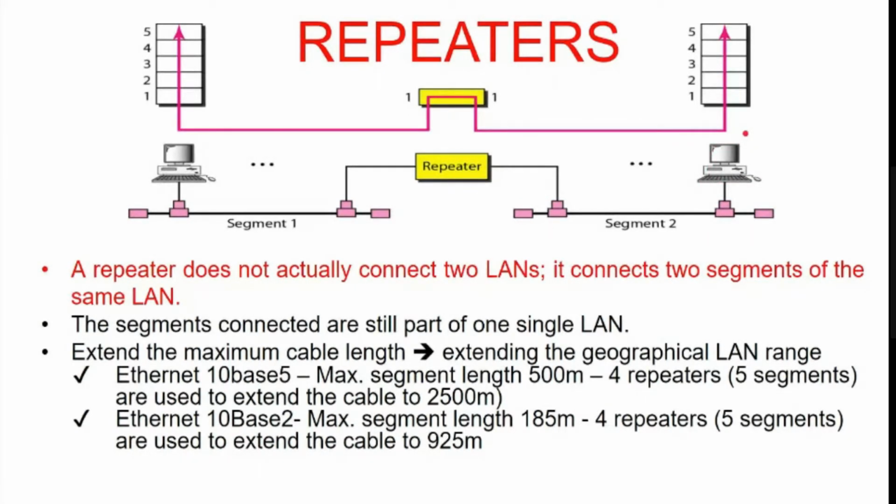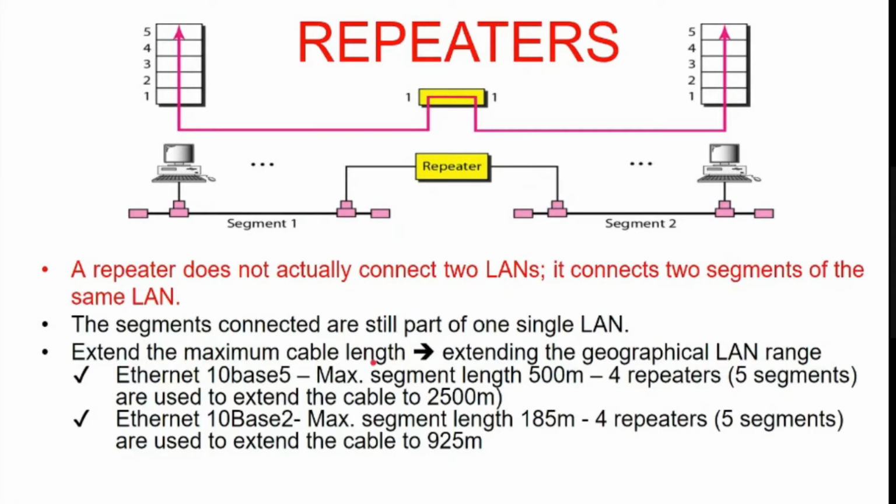And one more thing, a repeater is not actually connected to LANs. It connects two segments of the same LAN. That means it is like a mediator. So this is the repeater's job. The connected segments are still part of a single LAN. Then it extends the maximum cable length.